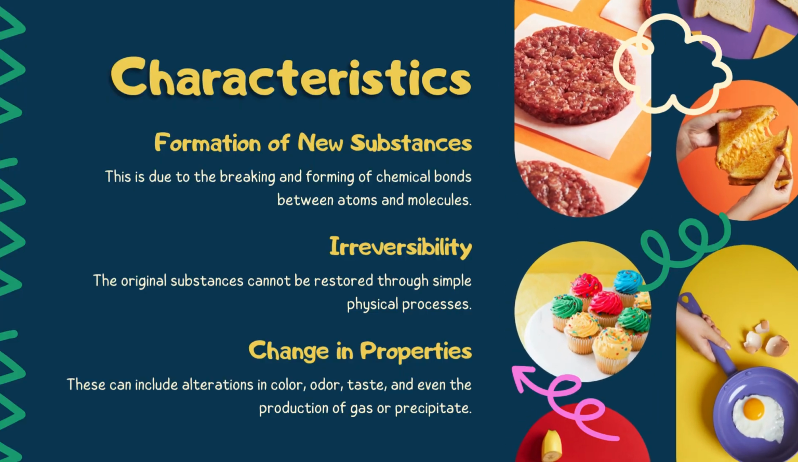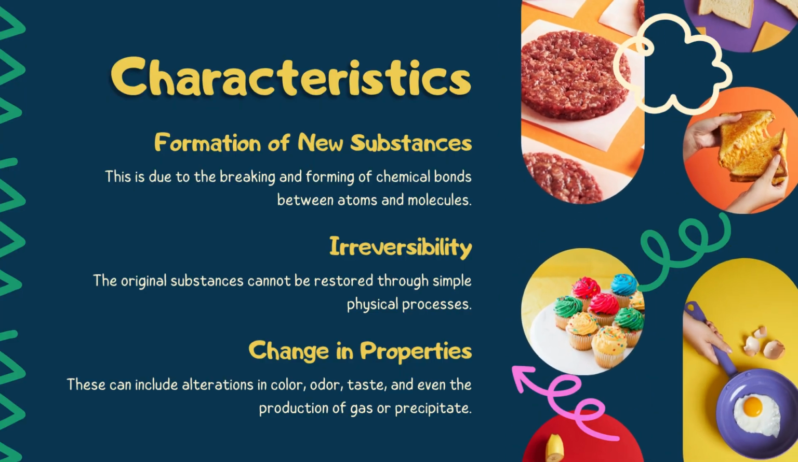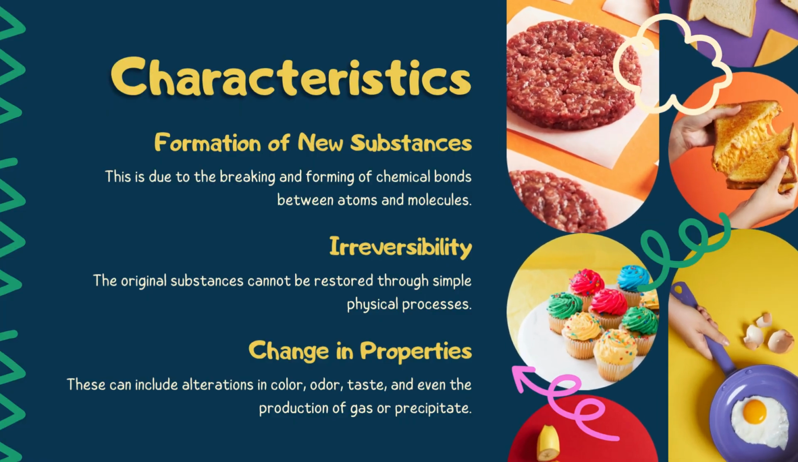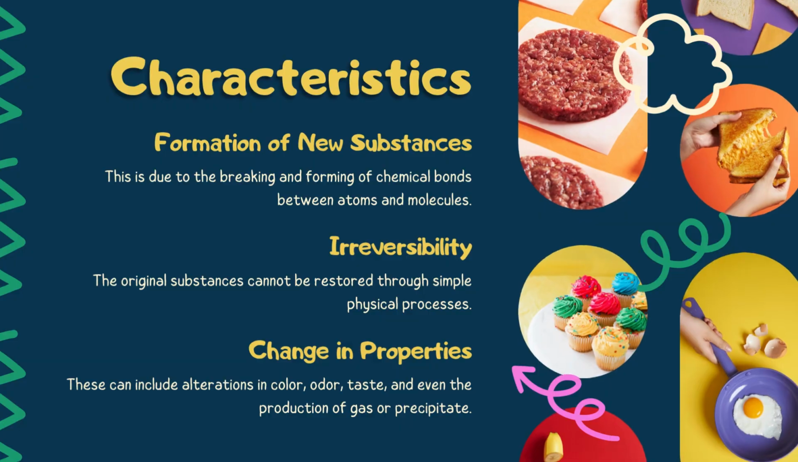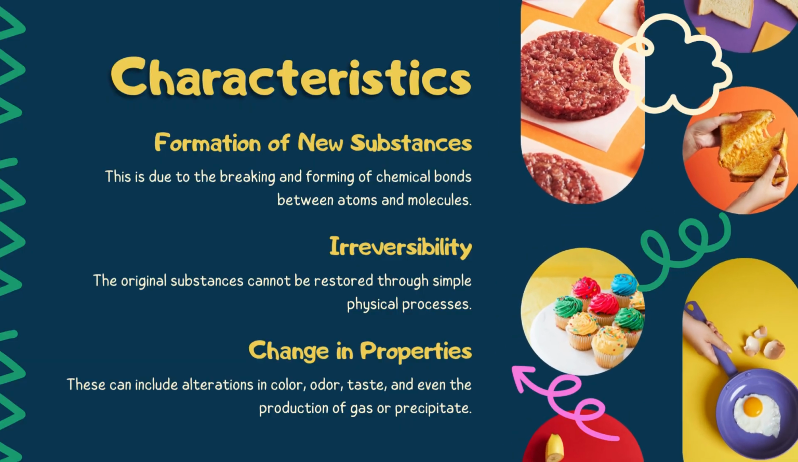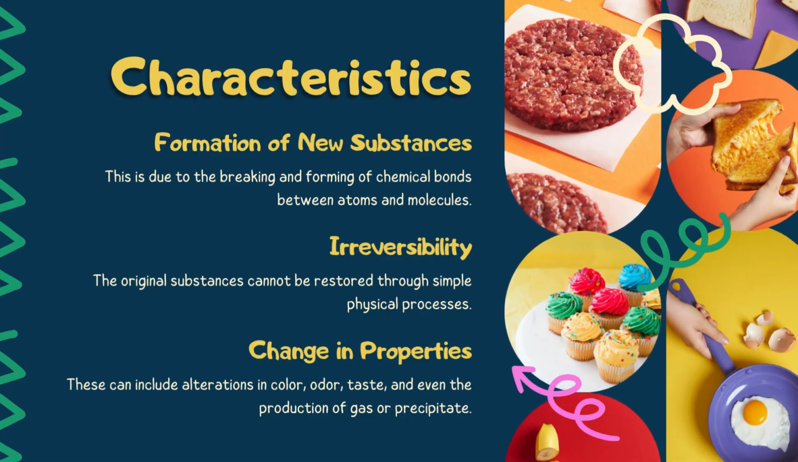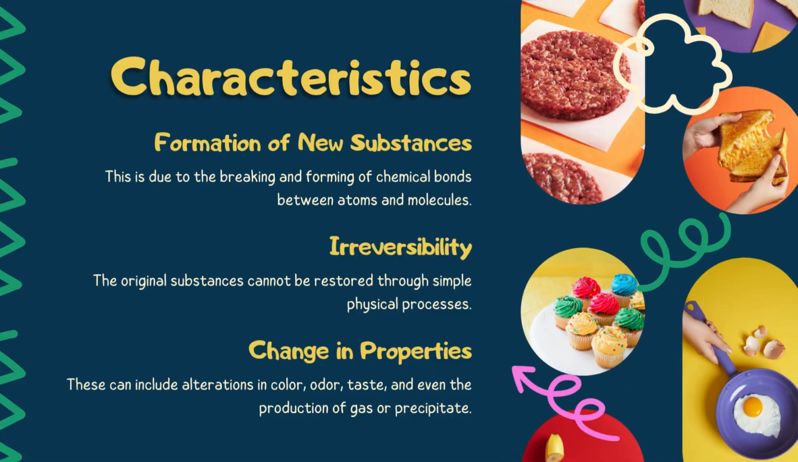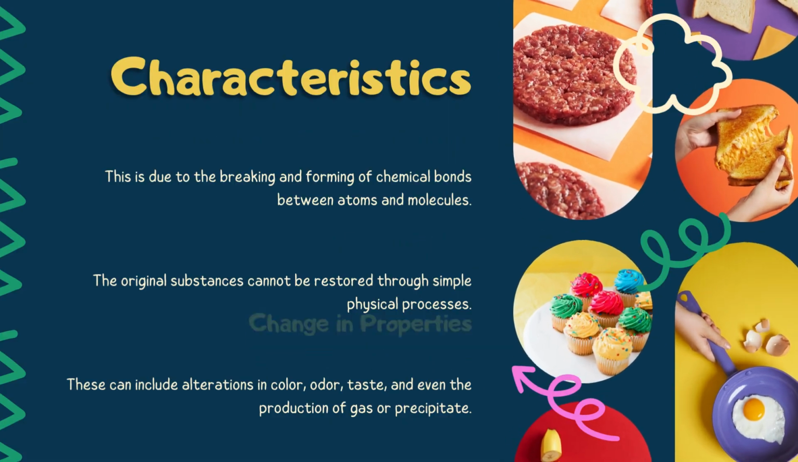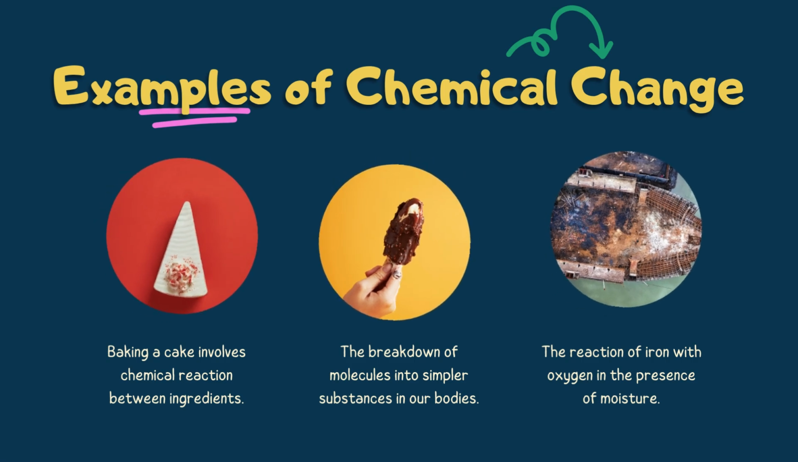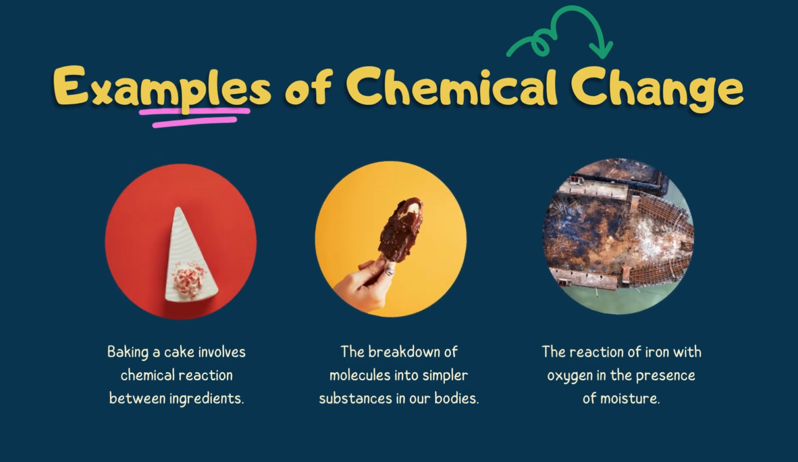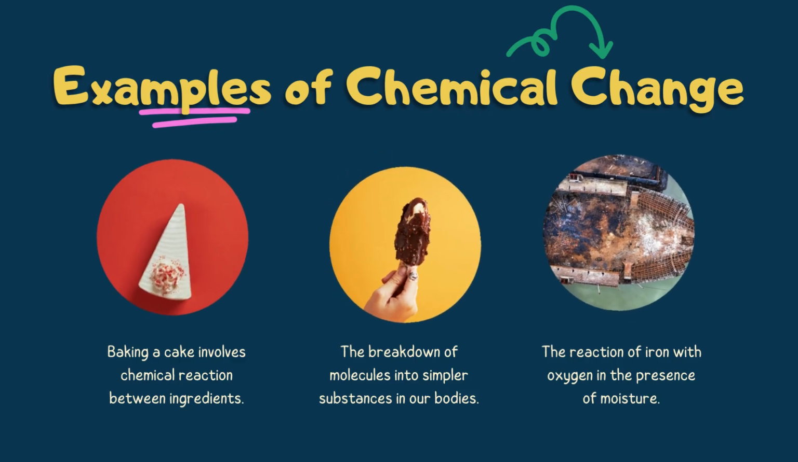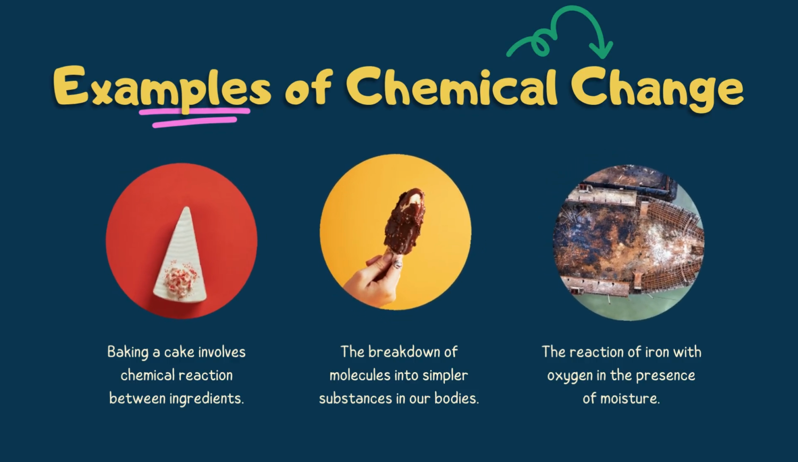Once a chemical change occurs, such as cooking or rusting, the original substance cannot be restored easily. It's a permanent transformation. Chemical changes often come with noticeable signs like a change in color, odor, taste, or the production of gas or a solid precipitate. Examples include baking a cake, digesting food, or rusting of iron. In each case, the original material undergoes a chemical transformation.